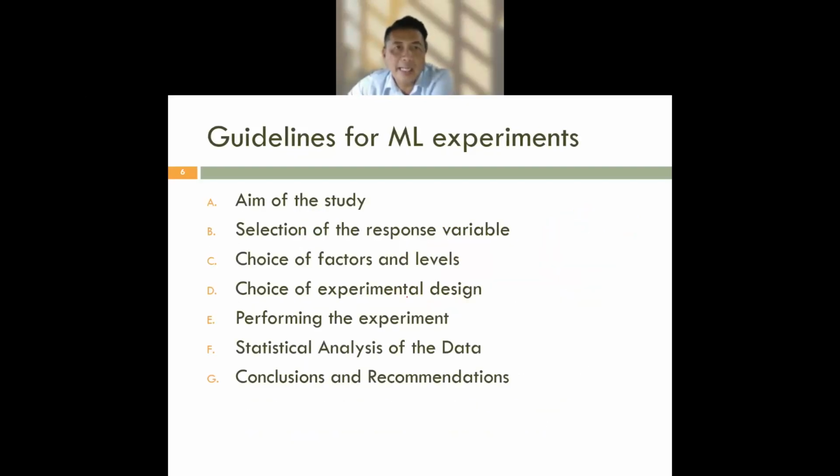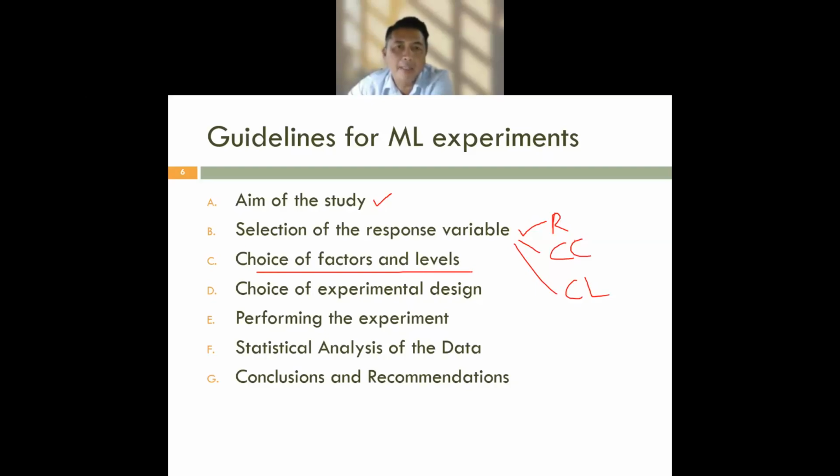Okay. So for the guideline for a machine learning experiment, you have to look at what is the aim of the study. Do you want to perform regression? Do you want to do classification? Or do you want to do clustering? You will also look at what is the variable that you are looking at. Depending on your variable, it will determine what type of problem you are dealing with, whether regression, classification or clustering. Then you also have the choice of factor and level.